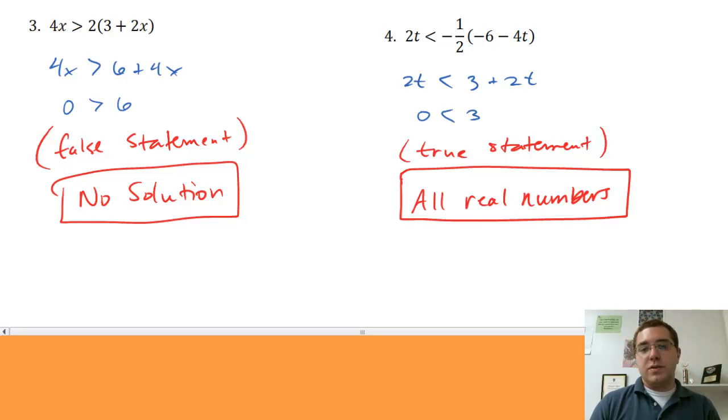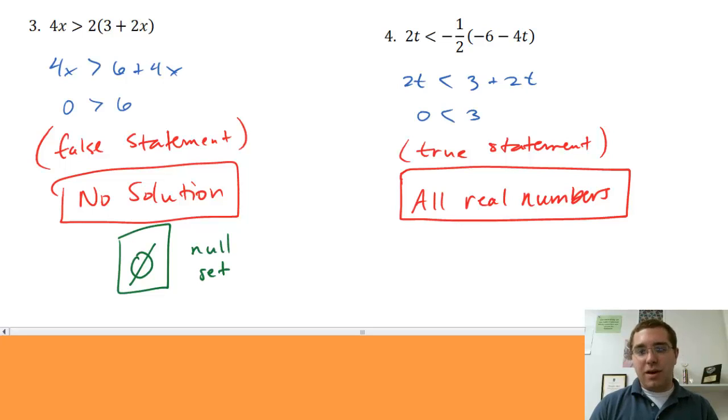So we have special notation to represent these two special possibilities as answers. No solution is represented by the 0 with a diagonal line through it. It's called the null set. That means there are no solutions. There's nothing in my solution set. It's the empty set. There is nothing in the set of solutions. And all real numbers is represented by this R with a double vertical line. That just means the whole set of real numbers.